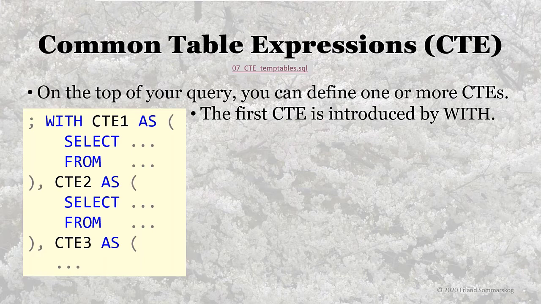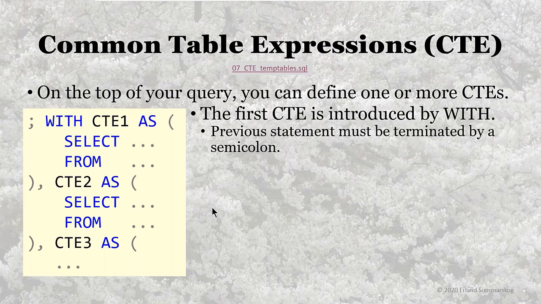The first CTE is introduced by the keyword WITH, and here's a thing about those semicolons. You see, I got a semicolon in front. Why? As I told you before, we should always terminate our statements with a semicolon in DSQL, but it's not mandatory. It's deprecated not to do so. But there are a few situations where you need a semicolon before the next statement, because otherwise the parser cannot sort it out. And this is one of the cases.